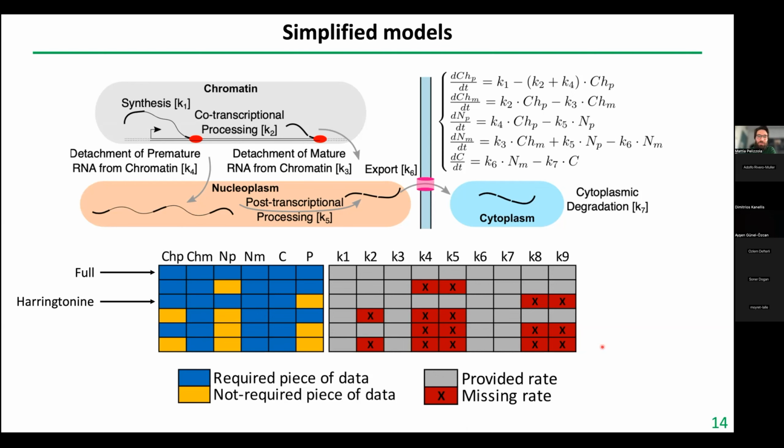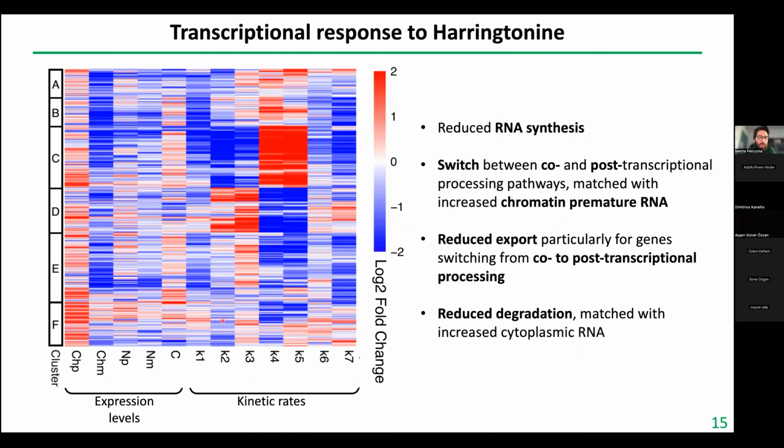Let's go back to the response to the arentonin treatment in SUM159 cells. And here we go. So this time, what can we see? Again, we have a reduction in RNA synthesis, and we have switches between co and post-transcriptional processing, so here and here. Indeed, these are matched with a strong increase in chromatin premature RNA. We have also globally reduced export, and the most affected genes are enriched in those that are switching from co to post-transcriptional processing. And this time, we have a reduced degradation rate.